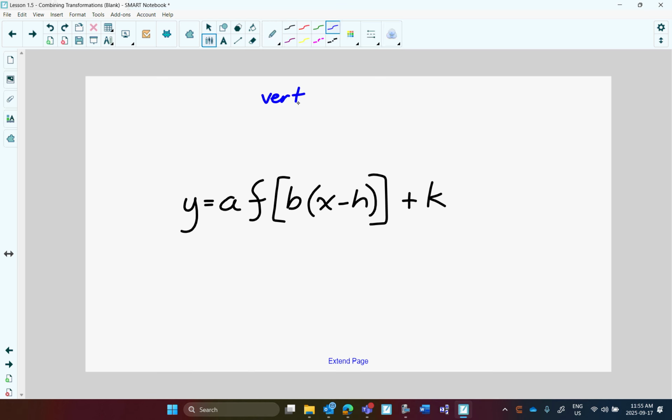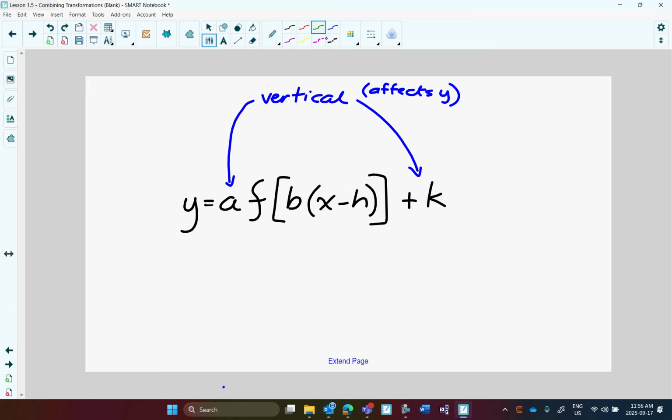Everything outside the function is vertical, which means it affects y. So if this is negative, it's a flip, vertical. If there's a number here, it's a stretch, vertical. If there's a number at the end, it's a shift, vertical.